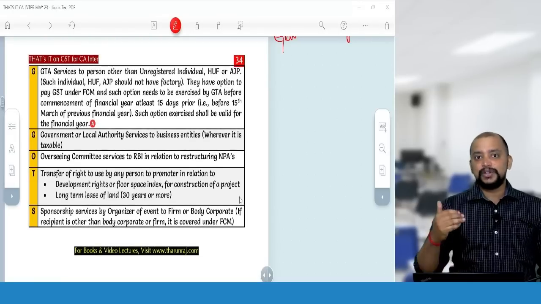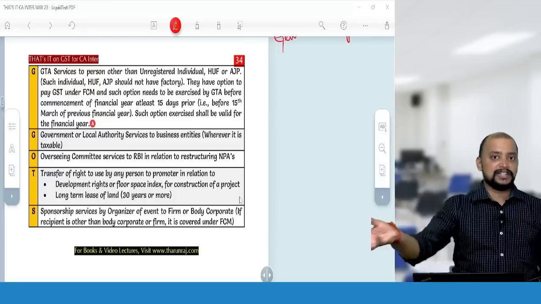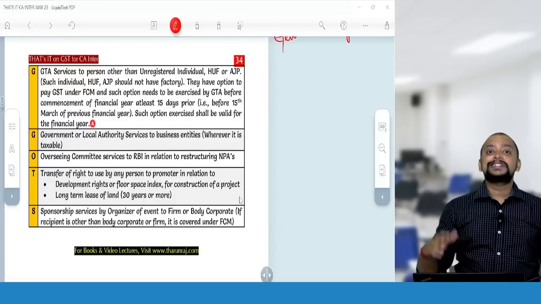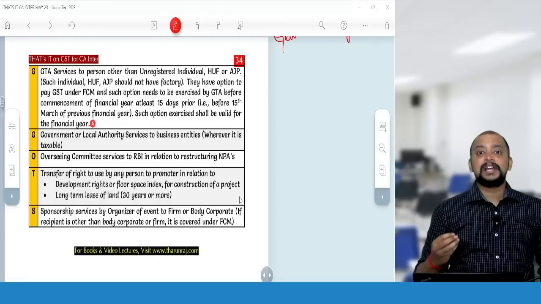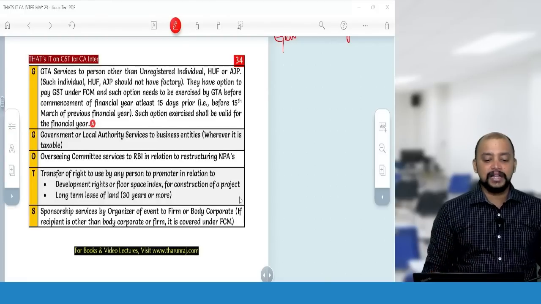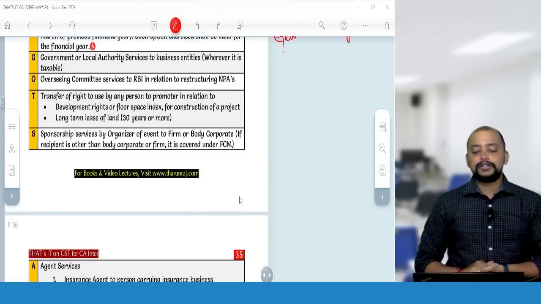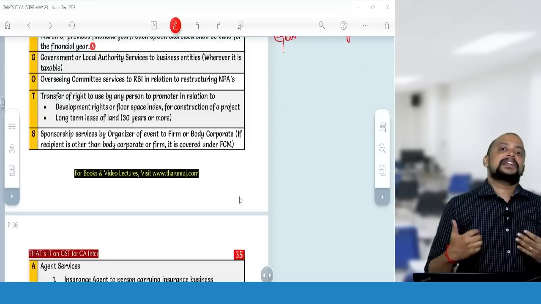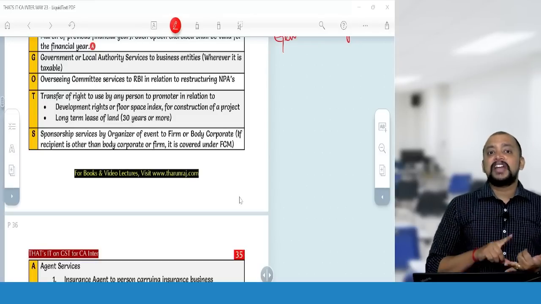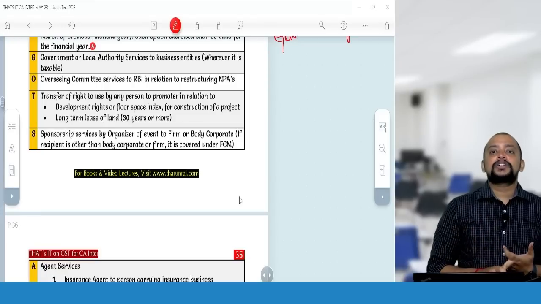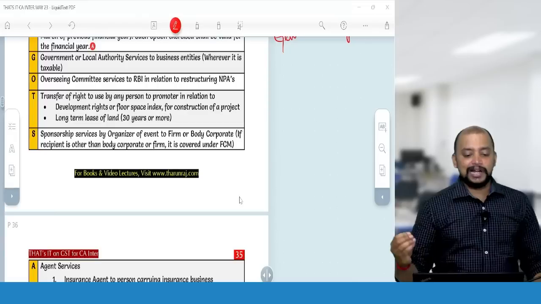Then G for government. So, Sir CG got salads. G for government services to business entity, liability to pay GST is on the business entity. O for overseeing committee services to RBI. So, when overseeing committee is providing services to RBI, liability to pay GST is on RBI. Then T for transfer of right to use land. So, transfer of right to use land, that is TDR, FSI and long-term lease. In case of TDR, transferable development rights, floor space index, and long-term lease of land, liability to pay GST is on the builder or promoter under RCM.